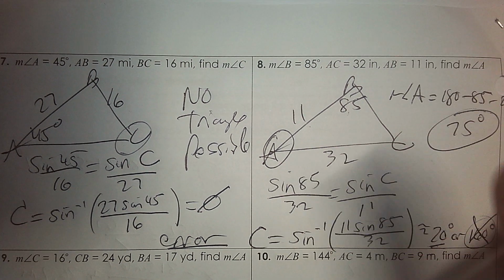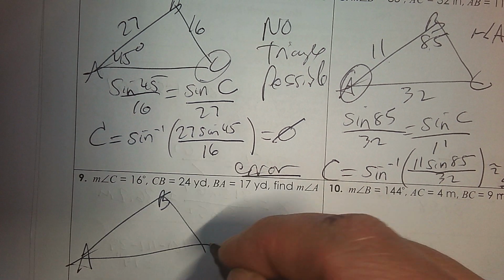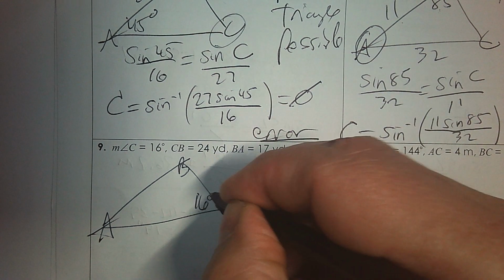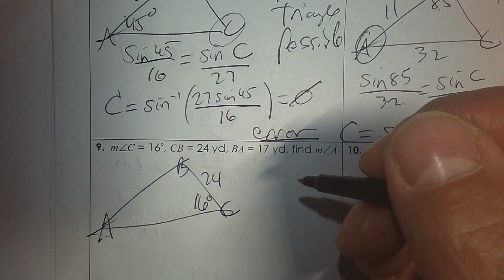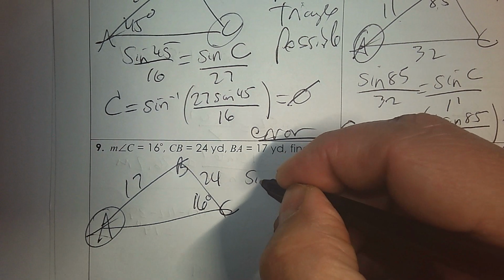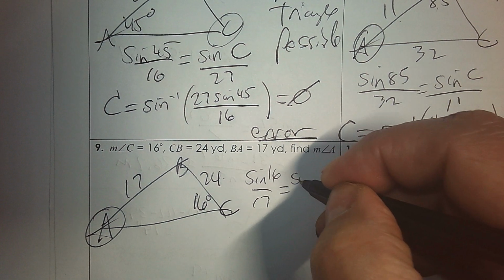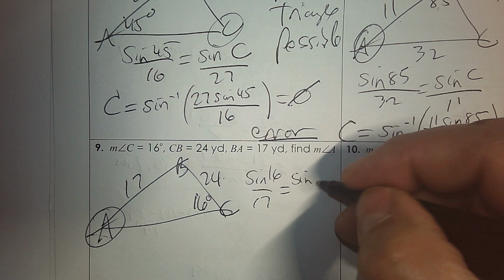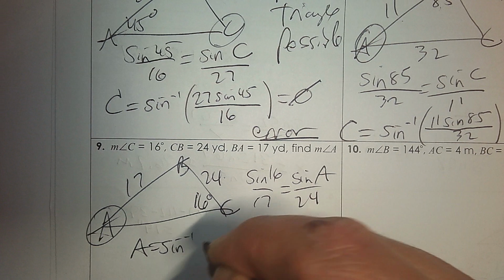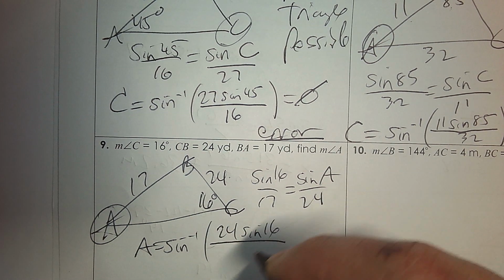All right, number 9. Draw a triangle. Notice I'm not even really conscious of it being anything but a generic triangle. Angle C is 16 degrees, C to B is 24, B to A is 17. Find that angle. Start with what you know. So I know sine 16 over 17, and I know sine A over 24. To get A by itself, it's going to be the inverse sine. We're going to cross multiply. So it's going to be 24 times sine 16 divided by 17.